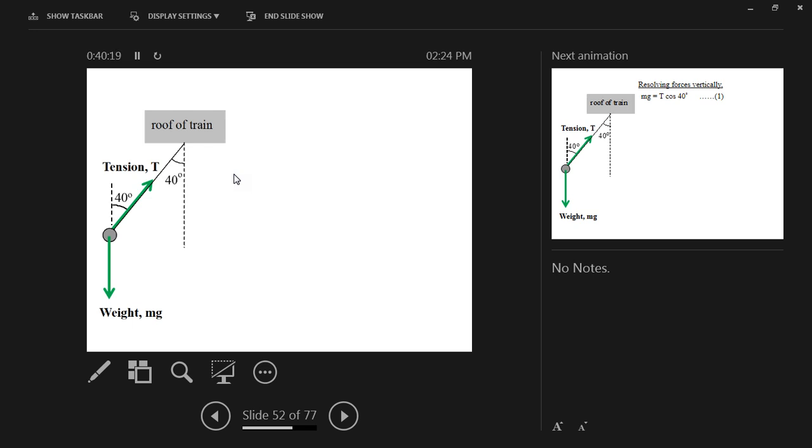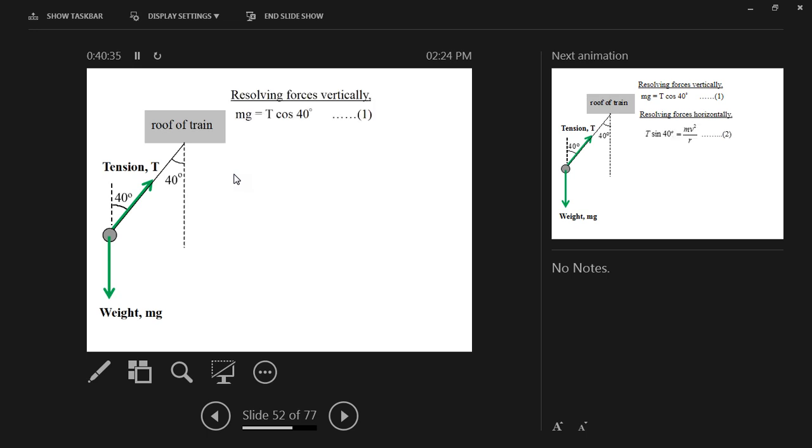By the way, if you're asked to draw free body diagram in exam, you cannot just label T. You need to explain what your T is. If you don't explain, it will be marked wrong. So you must explain tension T, and then the other one is the weight. And we need to resolve, right?